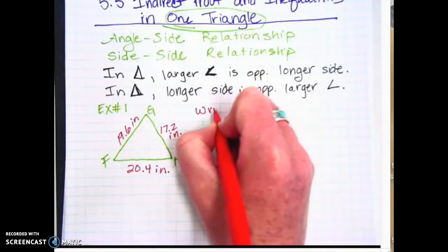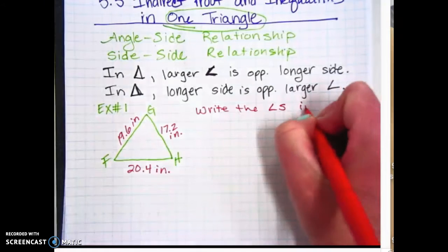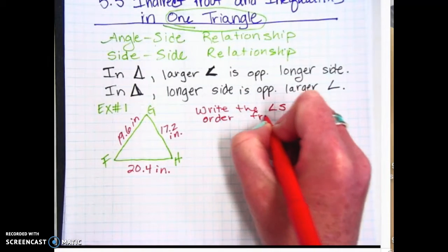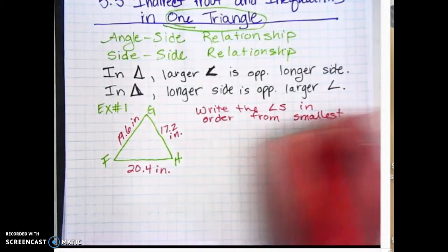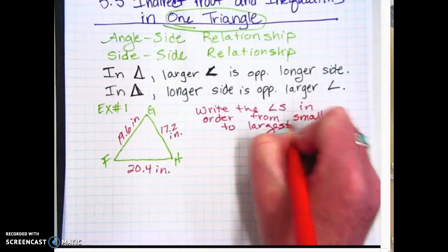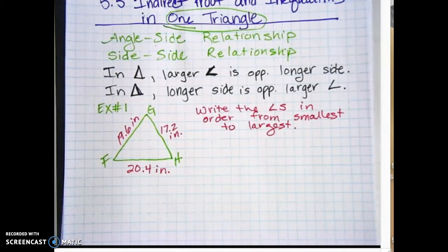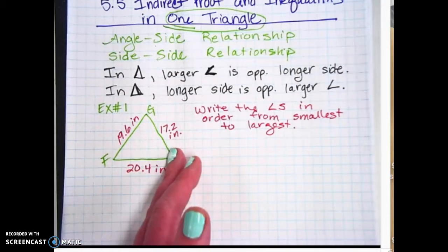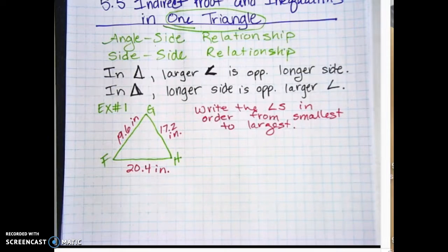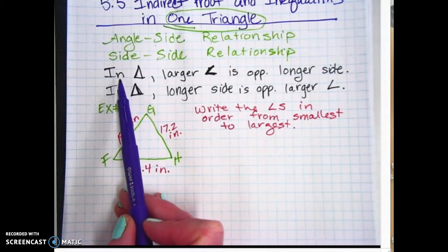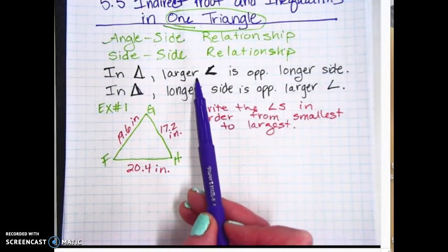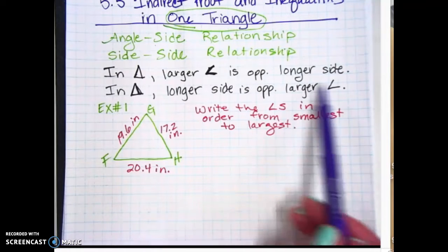What we're going to do is write the angles in order from smallest to largest. And it could say largest to smallest. So just pay attention to smallest to largest or largest to smallest. All right? Now, normally, in order to do that, we would need the measurements. We would need to know how many degrees this angle is, how many degrees this angle is, and how many degrees this angle is. But we don't know anything about the angle measurements, right? The only thing that we do know is the side measurements, okay? So we're going to use this piece of information right here that says that in a triangle, the largest angle is going to be opposite the longer side.